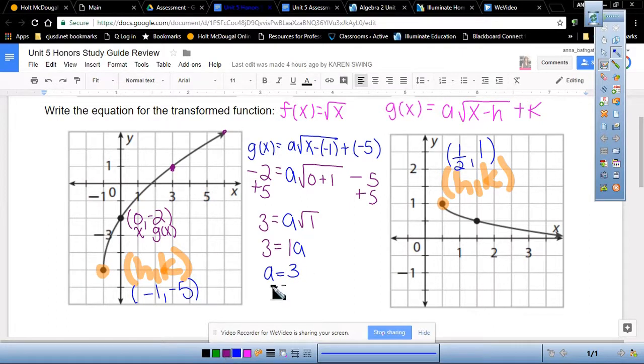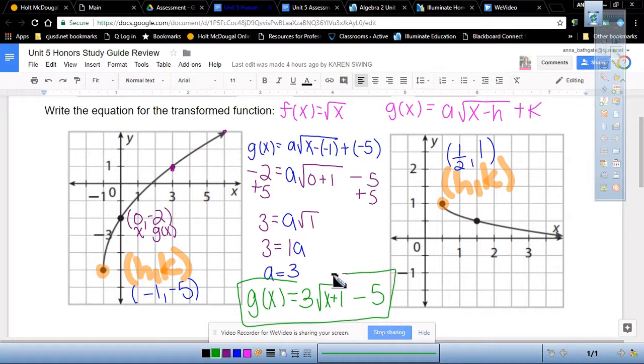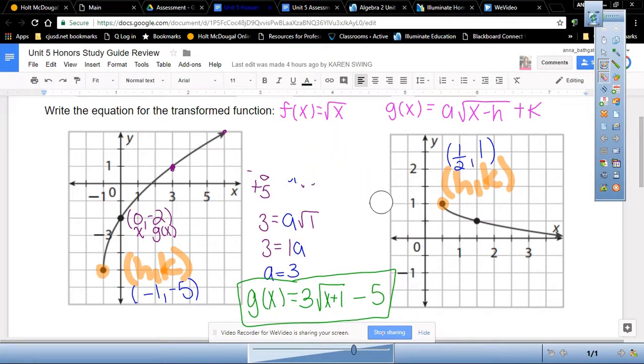To write my final answer, I'm going to go back to my g of x setup up here, and I'm going to replace the a. So I'm going to get g of x equals, now instead of saying a, I say 3, the square root of x. It's supposed to be minus -1, so I'm going to write that as +1. And on the outside, I have -5. And there we go. All right, next we're going to look at the second equation over here. I'm going to clear this, and we'll do it for the one on the right.